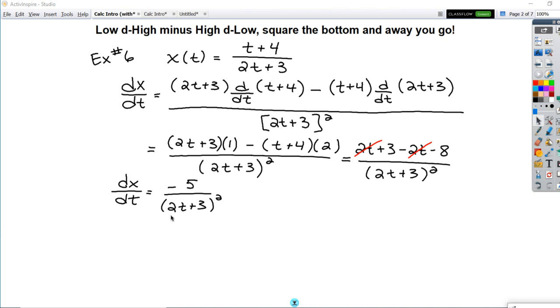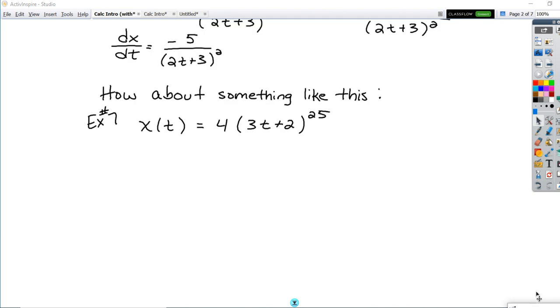So remember, this function represents the slope of the tangent line at any time along this function. How about something like this? Example number 7. x at t equals 4 times the quantity 3t plus 2 to the power 25.